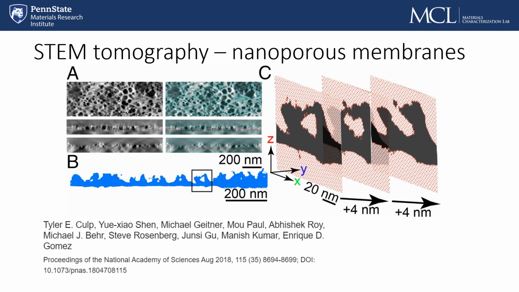Another example of tomography using STEM in the TEM is some polymer membranes. This was done by Enrique Gomez's group. They have these very thin polymer membranes that are nanoporous, and they wanted to see the structure of the pores. So again, by doing tomography in the TEM, they can reconstruct the pore volume.